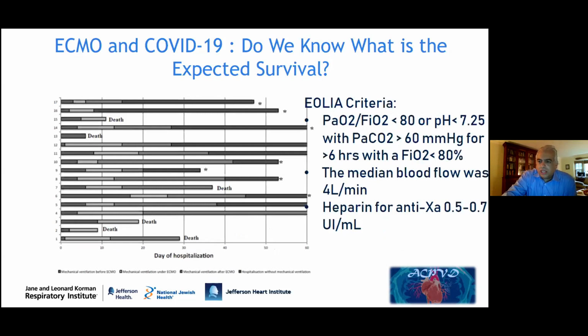The criteria, of course, they used Eolia criteria, a compromised PF ratio or hypercarbic state, and again, they used what we've learned, at least have blood flows, trying to achieve 4 liters per minute on the VV-ECMO circuit with larger cannulas, and then anticoagulate these patients to a higher anti-Xa level than usually you do on VV-ECMO.